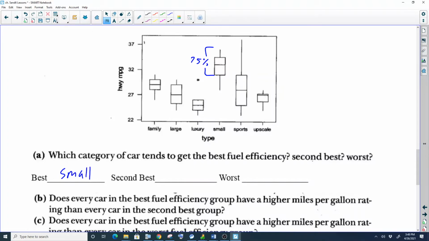Now the second best is kind of a toss-up, right, between family and sports. Because sports does have a lot, maybe, or maybe that's just an outlier actually. Yeah, so we'd probably say the family is probably the next best.